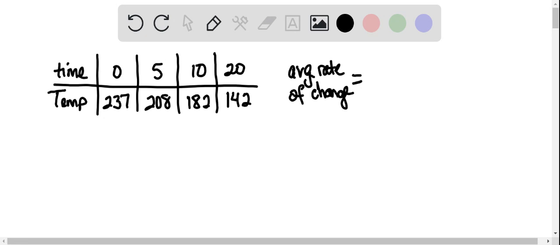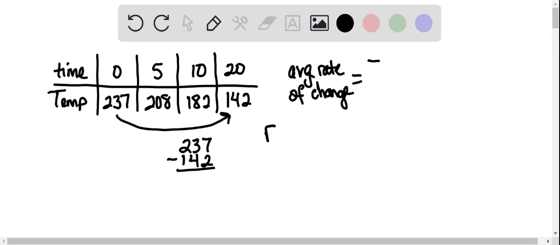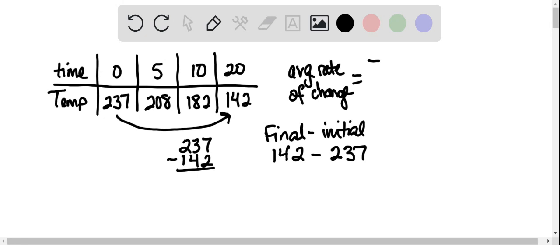So how much did the temperature change? Well, it went down, so we're going to call that a negative. And then how much did it go down? Well, how much of a change is there from 237 to 142? So you could do 237 minus 142 and then make it negative. Technically what we're doing is taking the final minus the initial, which is why it ends up negative, because you have 142 minus 237. So what do we get when we do that subtraction? We get 95.